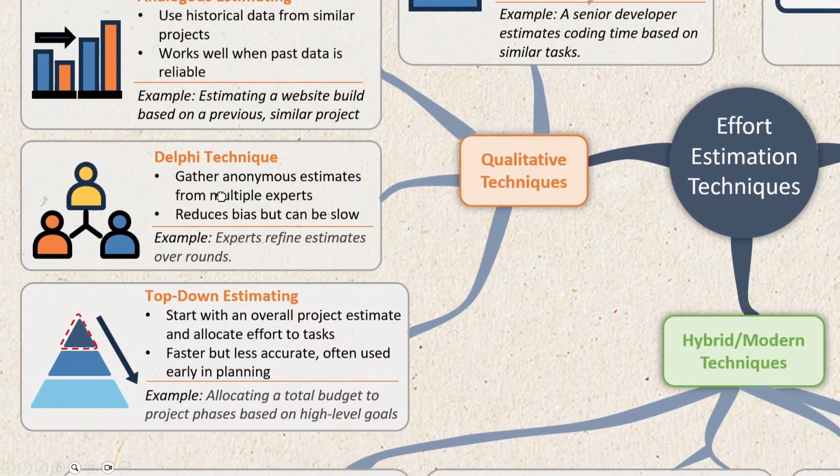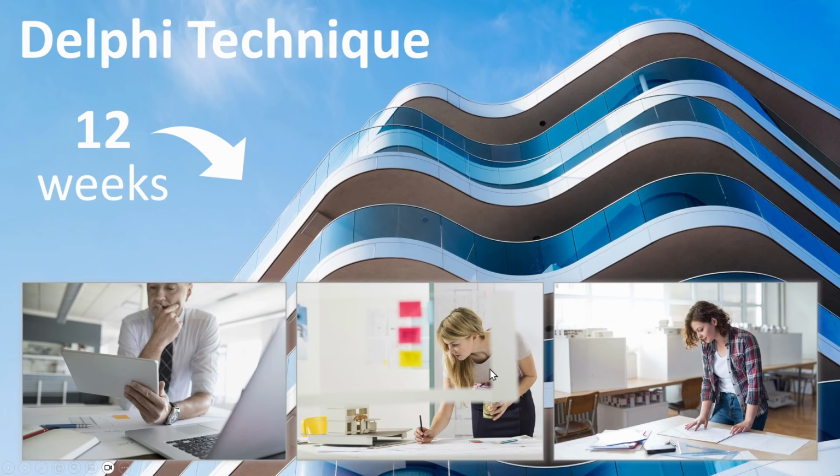Next up, we have Delphi Technique. Delphi Technique gathers anonymous estimates from experts over multiple rounds, refining through discussion to reach a consensus and thus reducing bias, but it typically takes a lot more time. An example is a team of architects anonymously estimate the time to design a building. Then they refine these estimates over, let's say, 3 rounds to agree on a timeline of 12 weeks.